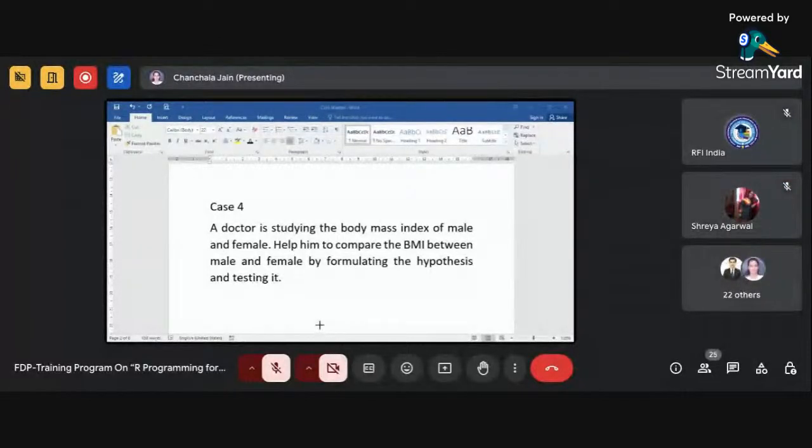Ma'am, I think here we can go with the independent t-test because we are comparing males and females, and BMI is a continuous variable. The null hypothesis could be that there is no difference, and the alternate could be that there is a significant mean difference. Based on the p-value, we can then test. Okay. Abhishek sir, Tanya, Shreya ma'am are saying independent sample t-test. Any other opinion, or are all agreeing with the same?